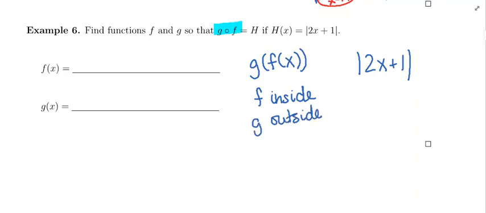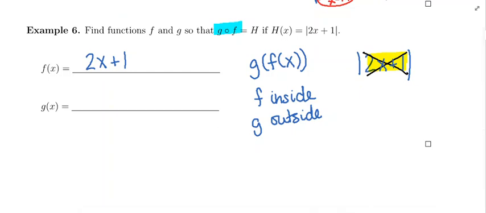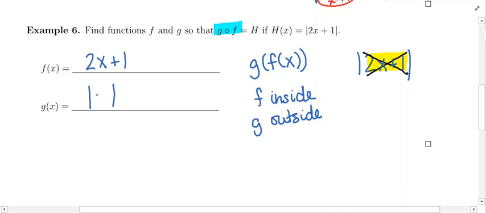When you look at the absolute value of 2x plus 1, what's on the inside? Well, 2x plus 1 is inside the absolute value. That's going to be your inside function. f is the inside function, so f of x is going to be 2x plus 1. Now we've got to identify the outside function. We just used 2x plus 1, that yellow part, that became our inside function. We used it already, so we're going to scratch it out. What's left is the outside function. I'm left with absolute value. You've got to have a variable, so just put x. There is g of x.